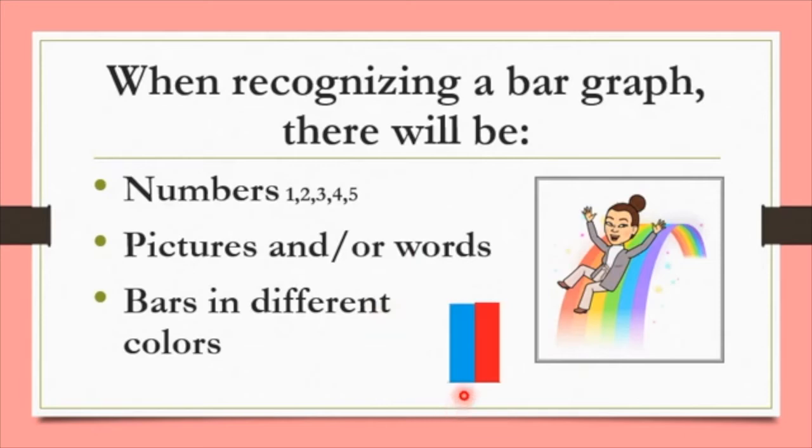And these are how the bars look. They're like a tall rectangle. And they will always be in different colors so that they don't confuse you. So whenever you see these bars, you will know that that is possibly a bar graph.